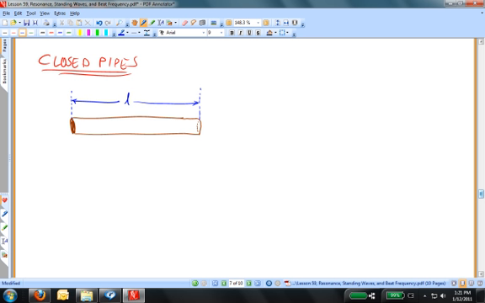It has a length L. My condition for resonance is that I need a node at the closed end and an antinode at the open end. What kind of standing wave patterns can I put inside of this closed pipe? Well, over here to the right I've sketched a standing wave pattern, say for a string. If I need a node at one end and an antinode at the other end, then I could see that I have a quarter wave that would fit inside this particular pipe that would produce that sort of situation.